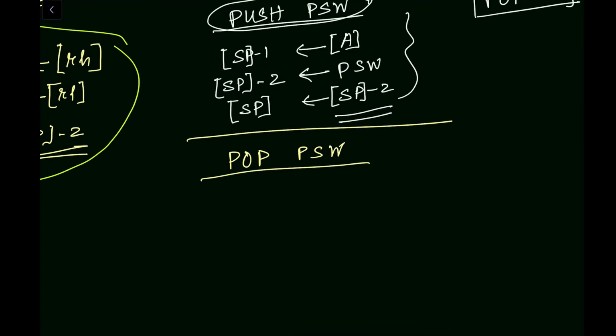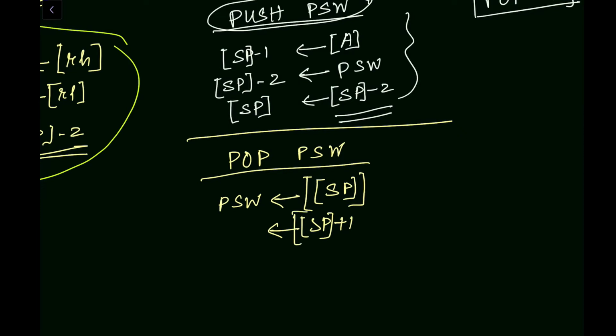Previously we stored the accumulator content into the stack pointer minus 1. First of all, whatever the stack pointer content is, this means the address, and if we use square brackets, this means the data held at the stack pointer address. We are now representing the data that will be moved into the program status word. Whatever the content of SP+1 is will be moved into the accumulator. This is the second operation.